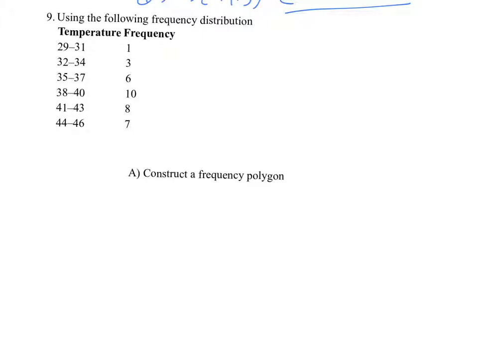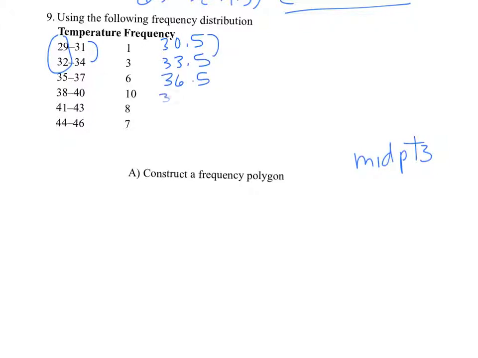Okay, we're asked to construct a polygon. Polygons use midpoints on the x-axis and frequencies on the y-axis. So I need to calculate some midpoints. 29 plus 32 divided by 2 is 30.5. 32 plus 35 divided by 2 is 33.5. And I noticed something. These all go up by 3. So each of the midpoints is going to go up by 3. So I just have to add 3 each time.